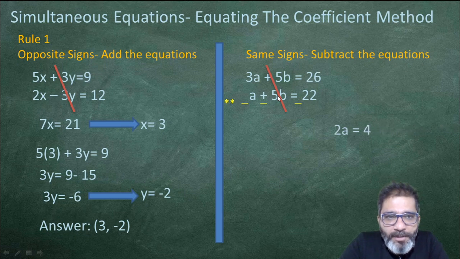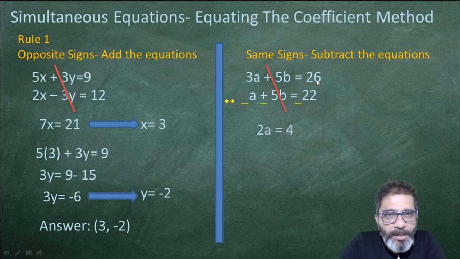So what we are left with is 2a equal to 4. How 2a equal to 4? Now this is 3a minus a. The sign has changed to minus, so 3a minus a is 2a. 26, the sign changes, minus 22, so 26 minus 22 is 4, and the rest is shifting the terms and getting the answer.